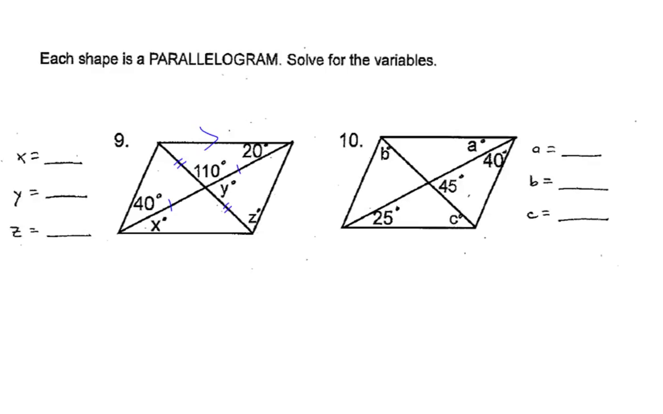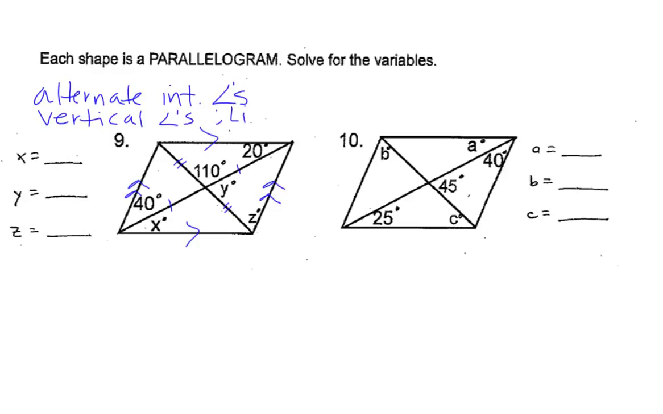What I'm going to have to use are the fact that I have parallel lines, which means I have alternate interior angles. I'm also going to use vertical angles. I'm also going to use some linear pairs. All these are terms that we used last semester. So let's start with the vertical angles. I'm going to go through and mark anything I can in the picture.